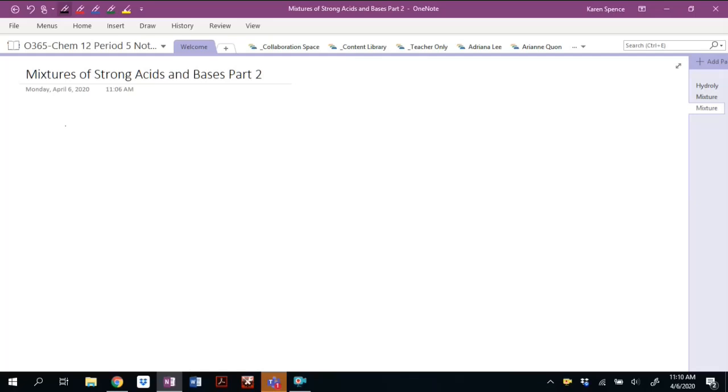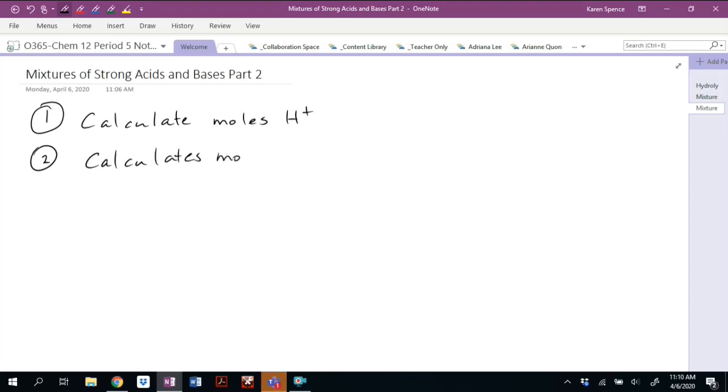Good morning, Chemistry 12. Here's another example that we're going to look at today of mixtures of strong acids and strong bases. When you're looking at these mixtures, the first thing you're going to do is calculate the moles of H+. Second thing you're going to do is calculate the moles of OH-.